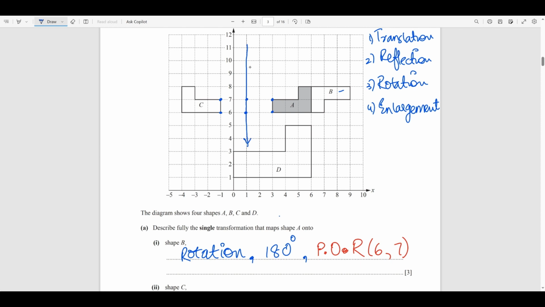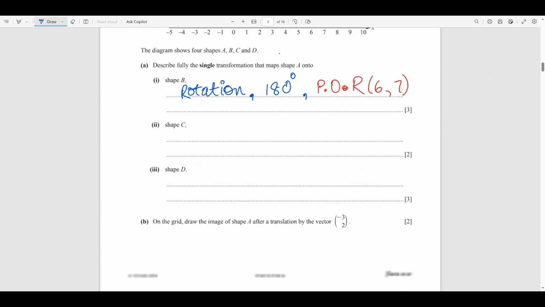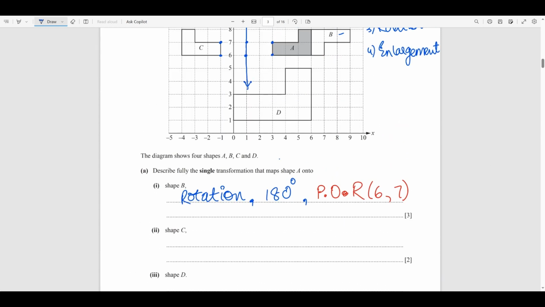So this line will be the line of reflection, and the equation of this line will be x is equal to 1. So basically it should be 2 marks for Shape C. 1 mark is for defining what type of transformation it is, so this is reflection. And the second mark is for the equation of the line, so you'll say reflection along the line x is equal to 1, right?